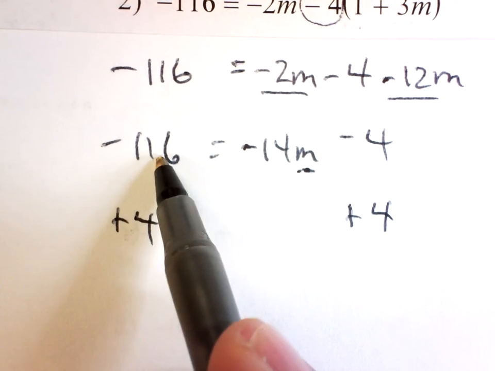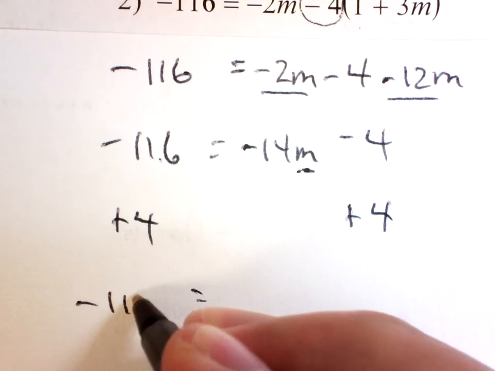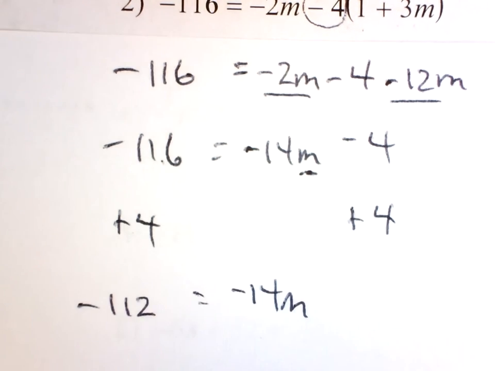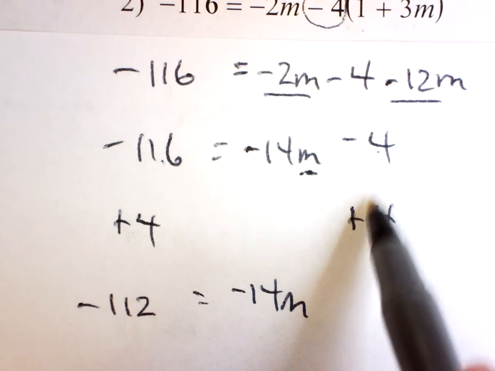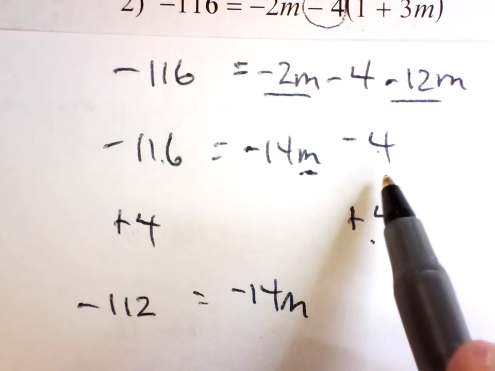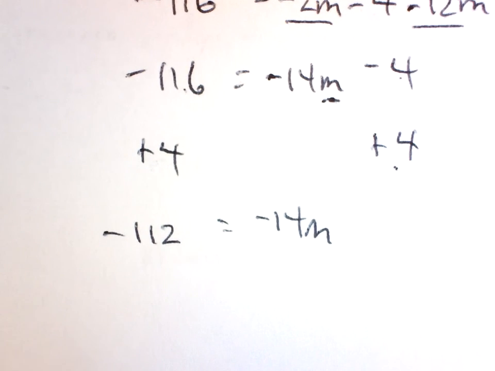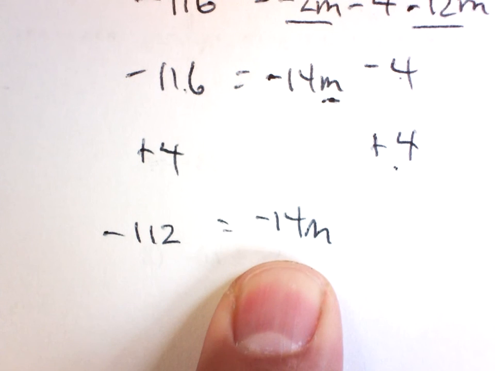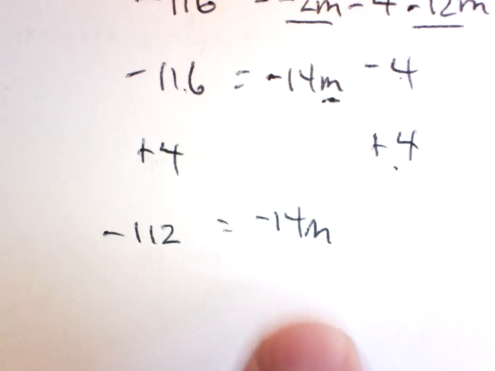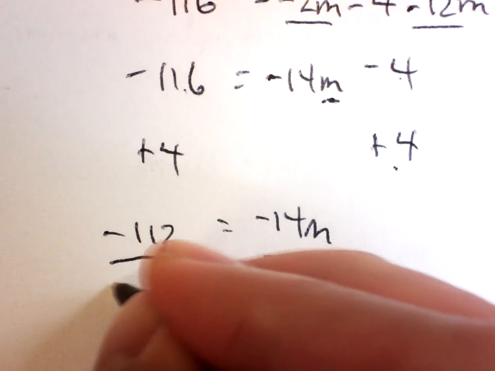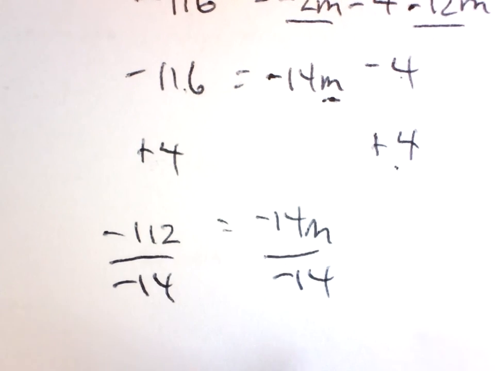So negative 116 plus 4 is negative 112. I bring down the negative 14m, and again, negative 4 plus 4, those just add up to 0, so they just sort of go away. And now I have one last step. This negative 14 is touching the m. That means multiplication. So to get the negative 14 off of the m, I do the opposite, which is division. So I divide both sides by negative 14.